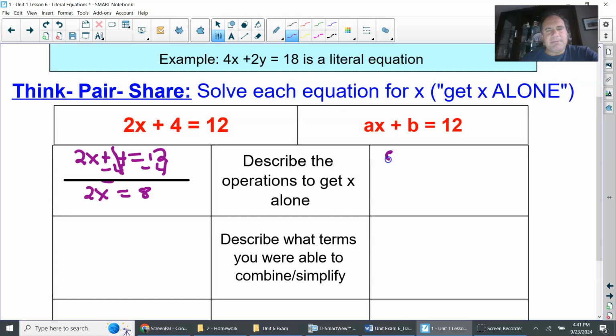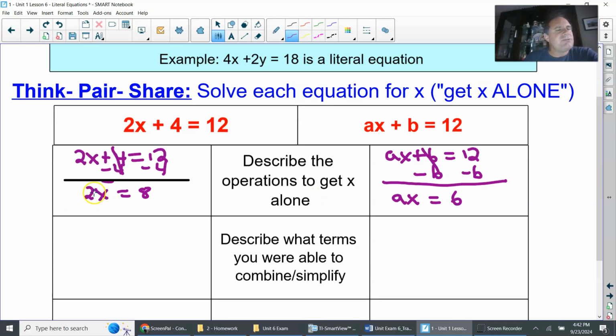So the same thing happens over here. A times x plus b equals 12. You see how you subtracted 4 to get the x alone. It's the same thing here. So you're subtracting the b on both sides. The b's cancel, and you have a times x equals 6.